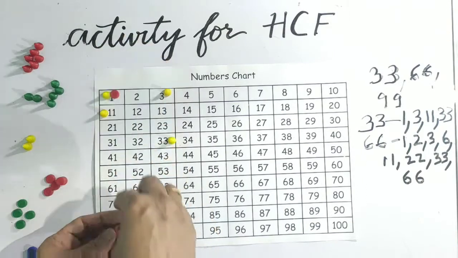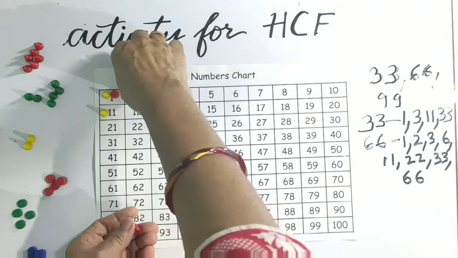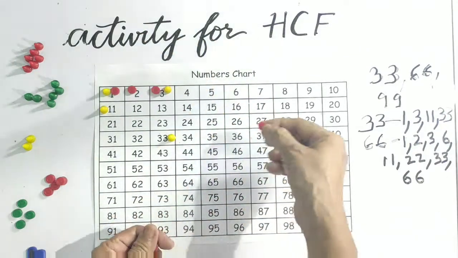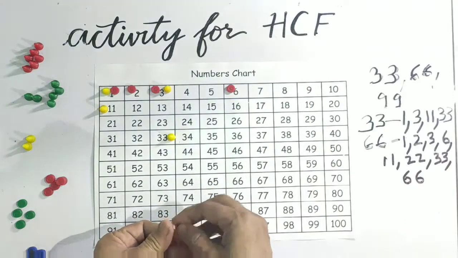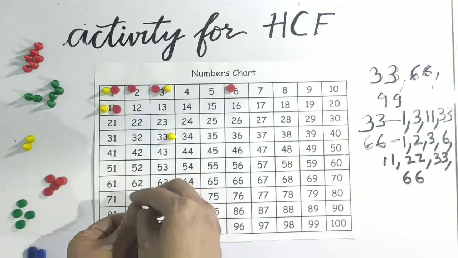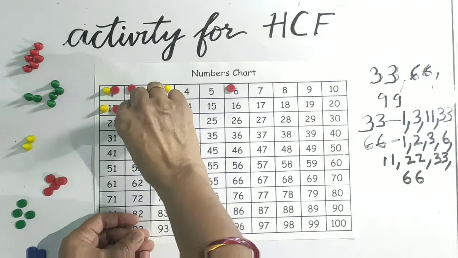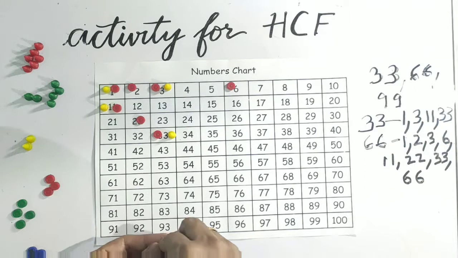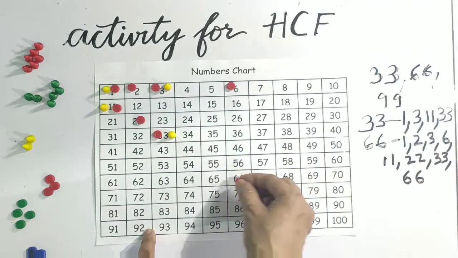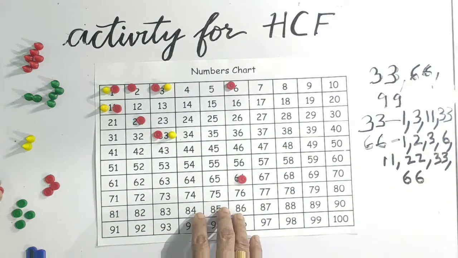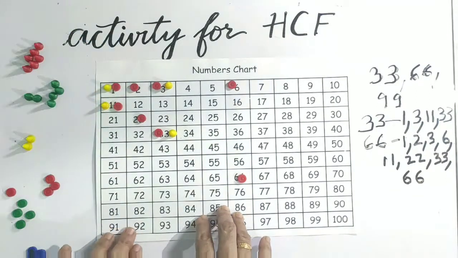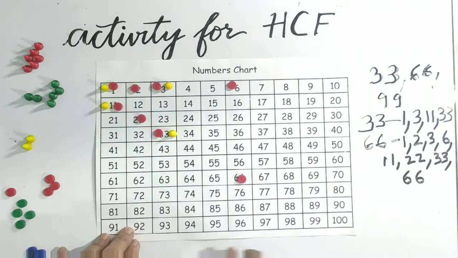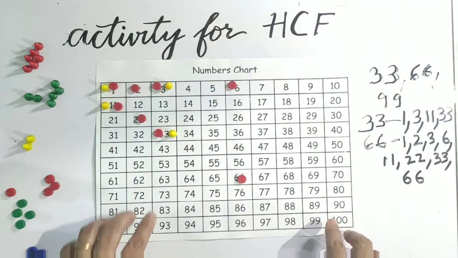So the factors of 66 are 1, 2, 3, 6, 11, then 22, 33, then 66. So there are 8 factors of 66. So I have put the tokens in place of the factors of 66.